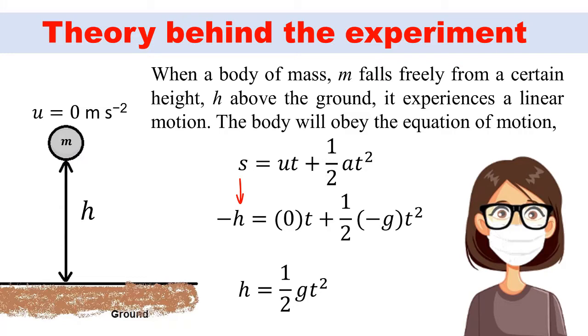Initial velocity of the object is 0, so u is 0, and the object falls freely in the air. It experiences a downward acceleration due to gravity, so a is equal to negative g. So we obtain h equal to half g t squared. So this is the relationship we are going to use for this experiment.